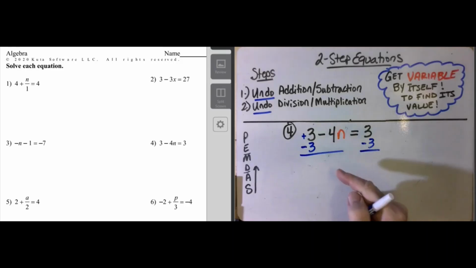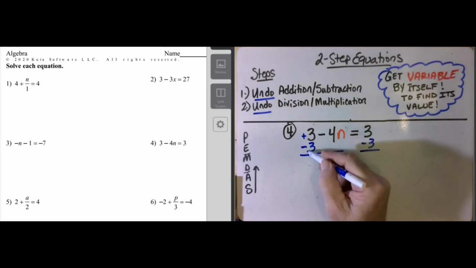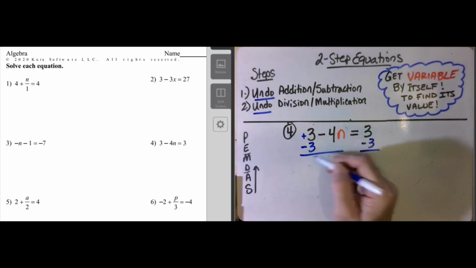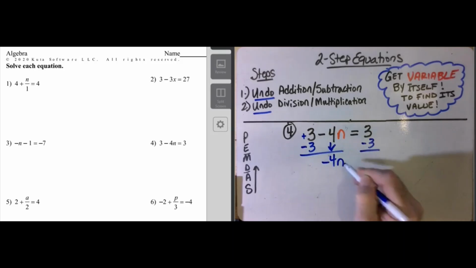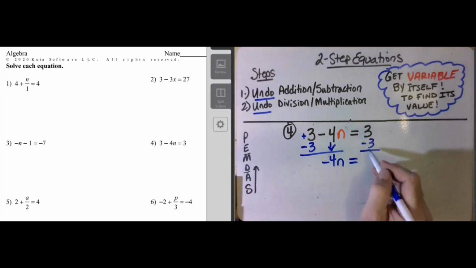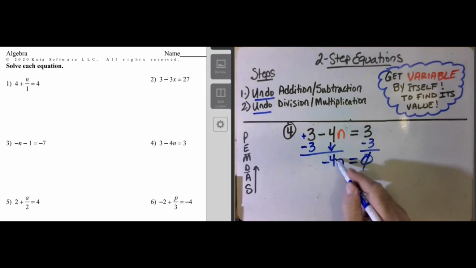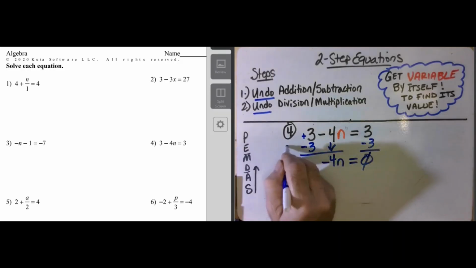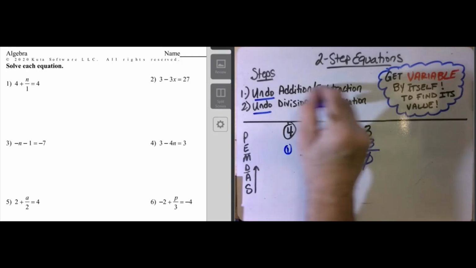Then it becomes a vertical problem. 3 minus 3 is 0. Let's bring down the -4n because there's no like terms to add or subtract to that. And then 3 minus 3 is 0. Okay. We've taken care of the first step. We've undone the addition or subtraction.